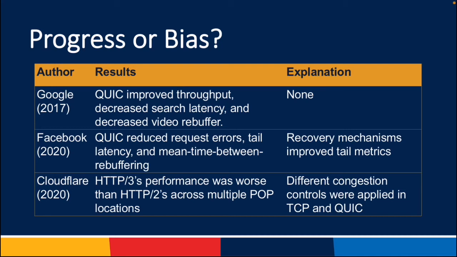In 2020, Facebook also found QUIC reduced request error, tail latency, and mean time between rebuffering. Unfortunately, in the same year, Cloudflare found HTTP 3's performance was even worse than HTTP 2, owing to the differences in congestion control algorithms applied in TCP and QUIC.